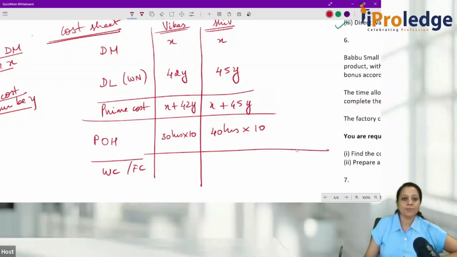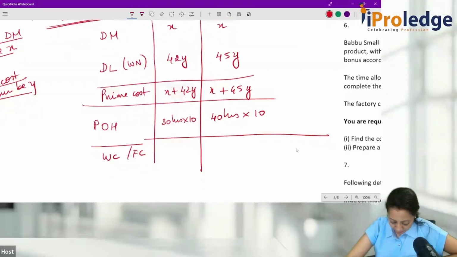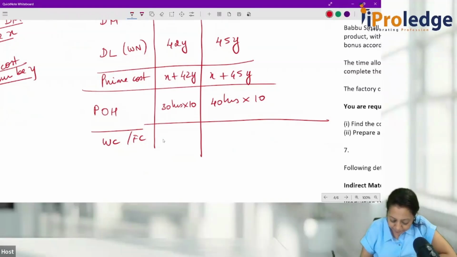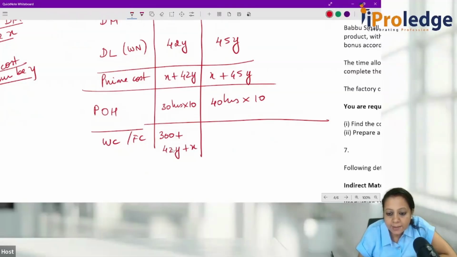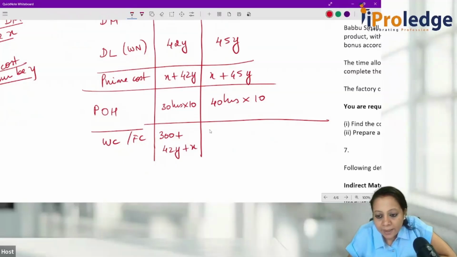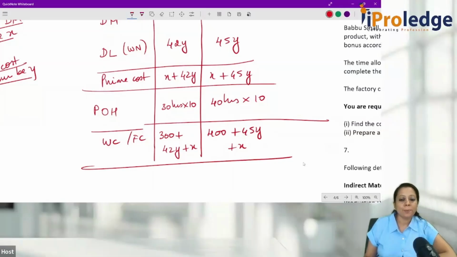So the factory cost. Understood, everyone? So now it is going to be what? Can I say it is 300 plus 42Y plus X, the works cost, for Vikas. For Shiv, it will be 400 plus 45Y plus X. Is everyone understanding? So prime cost plus overheads is equal to factory cost. But ma'am, factory cost is already given in the question. Yes. Now we will equate it.